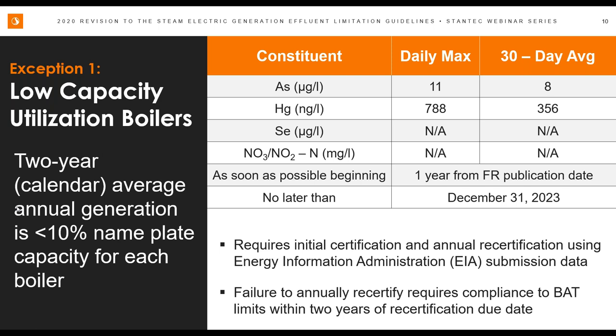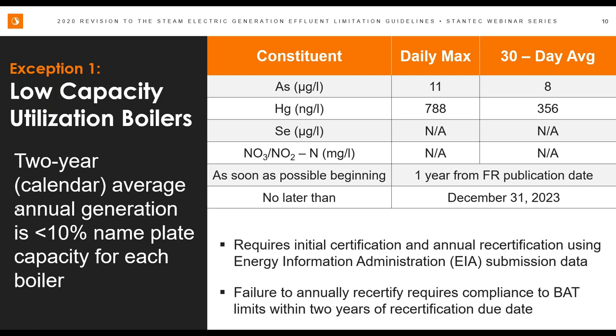First of all, the as soon as possible date on this is 1 year after the publication in the Federal Register. And compliance to these limits needs to occur by December 31st of 23. So there's a pretty tight schedule there. It requires initial certification and annual recertification using EIA submission data. It's data that the utilities are collecting for the individual units on a regular ongoing basis already. Failure to annually recertify requires compliance to BAT limits within 2 years of that recertification due date.